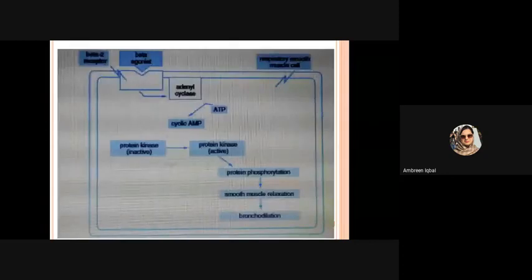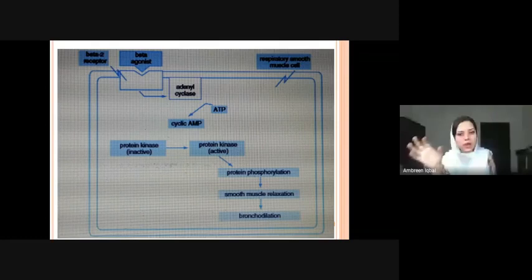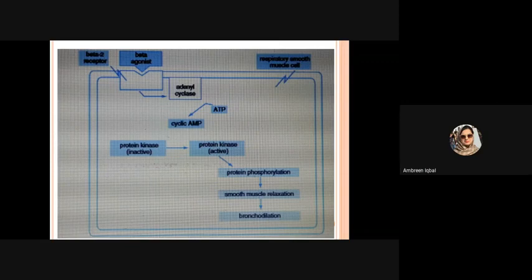This is a picture to clear up this whole story. This is actually a dull picture, but I just want to clarify the point. This is your beta-2 receptor, and the blue one is your beta-2 agonist. When they attach to each other and stimulate the receptor, it activates the enzyme adenyl cyclase. The adenyl cyclase converts ATP into cyclic AMP, adenosine monophosphate. The increased concentration of cyclic AMP converts inactivated protein kinase into activated protein kinase. And the activated protein kinase leads to protein phosphorylation in the smooth muscle, induces relaxation and causes bronchodilation.